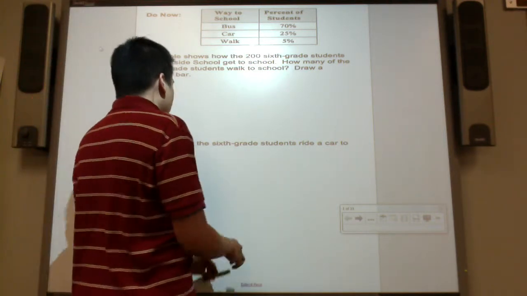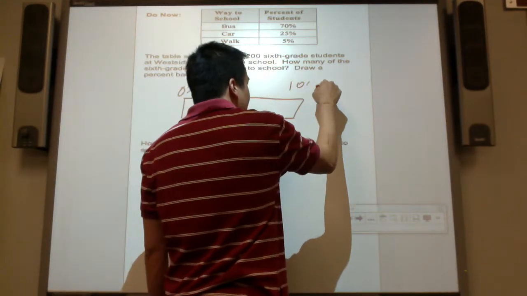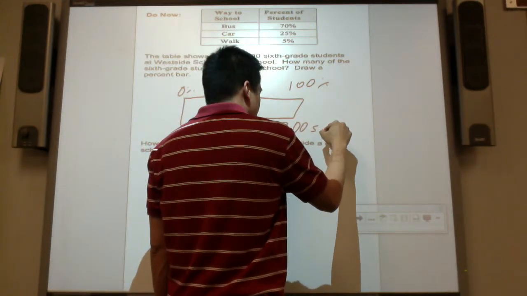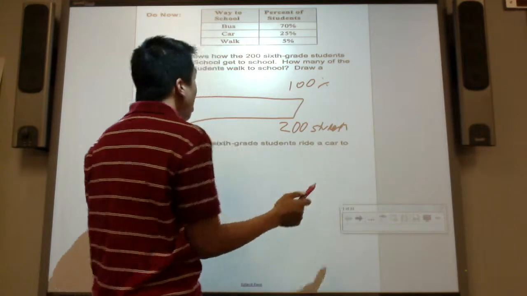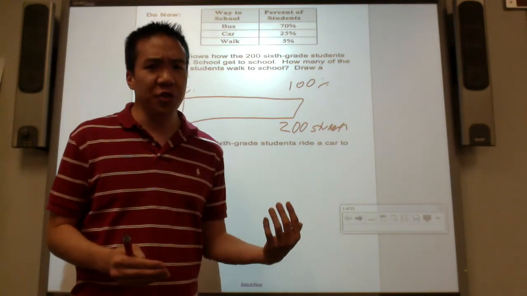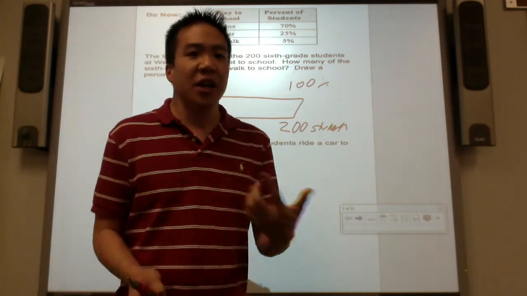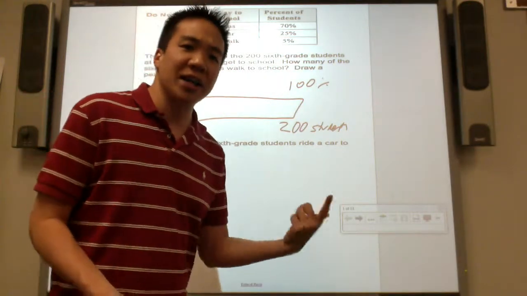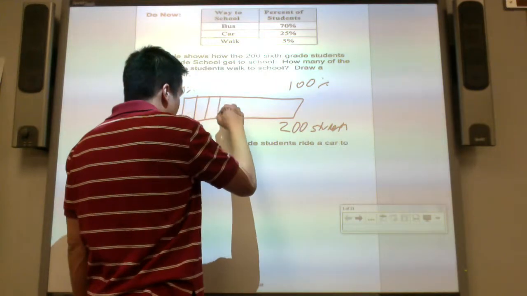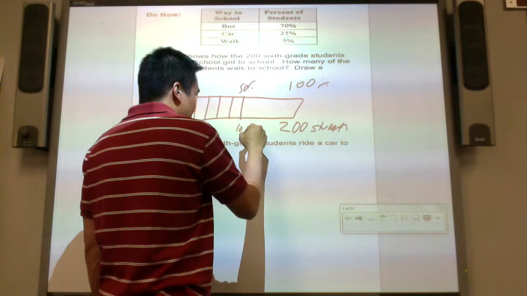Draw a percent bar. So I'm going to draw a percent bar. 0% to 100% is the full bar. There are 0 students, and they said 200 students. So I would like to break this into different sections. I could break it into fourths, counting by 25%, or into fifths by 20, 40, 60, 80, 100%. You know what, the easiest one I always like is breaking these into 10 sections, into tenths. So 1, 2, 3, 4, 5, that's 50% right there in the middle, and that's going to be 100 students.